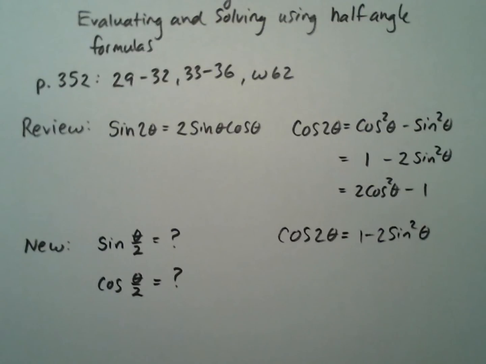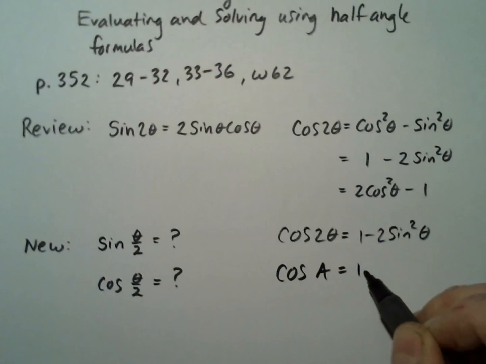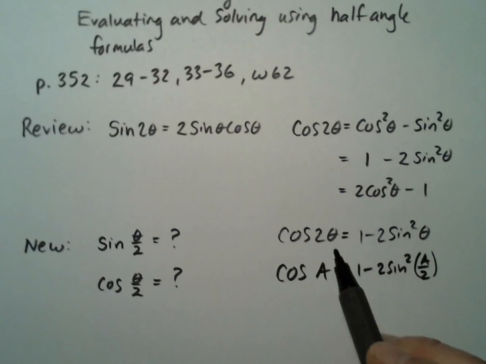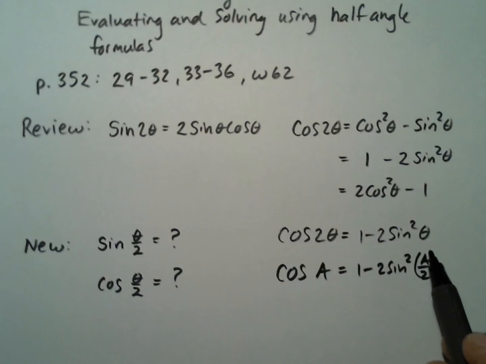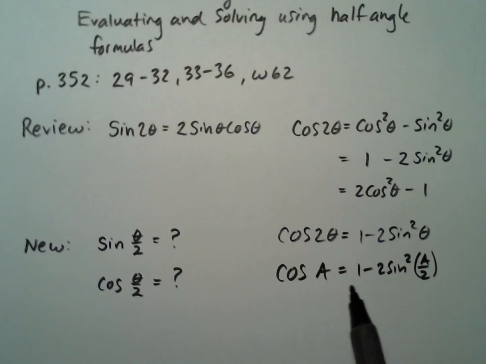And that means we could rewrite it like this. Call that A, and that'll be half of A. If A equals 2 theta, then theta is half of A. And now what we have to do is isolate this sine of A over 2, and then we'll end up with that.